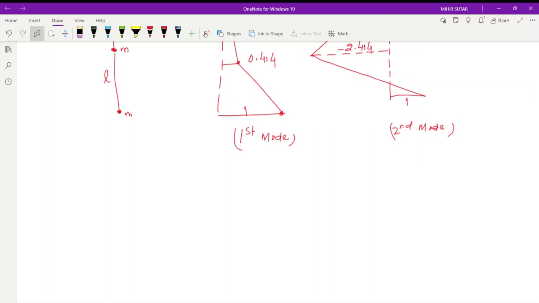So likewise, we can proceed for torsional system. So in the next class, I'll be considering a 2 degree of freedom torsional system, and how to derive the equation of motion. Thank you.